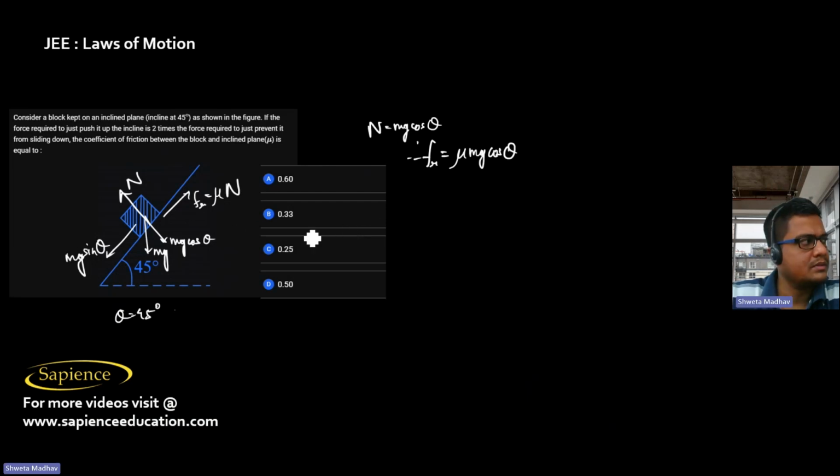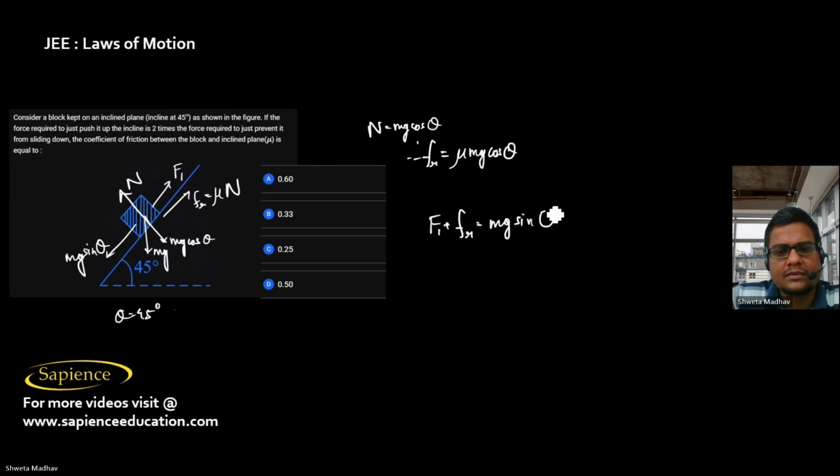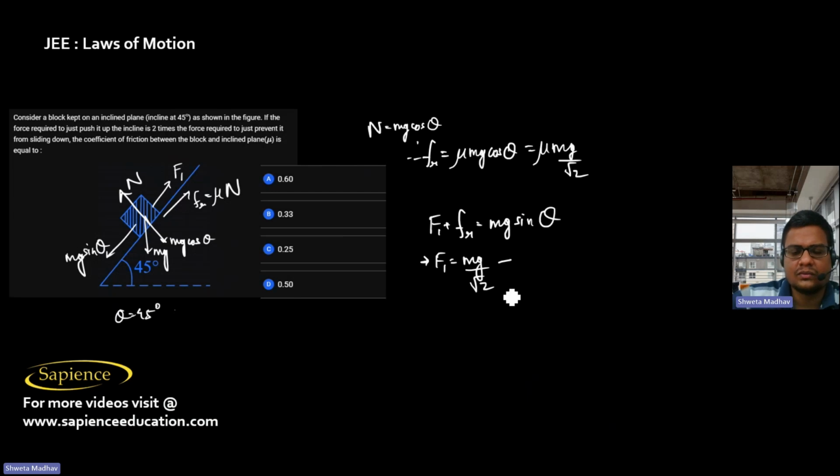Now here it is told, let's say F1 is the force required to just prevent it from sliding downwards. So F1 plus friction will be equal to mg sin theta. So F1 will be equal to mg sin 45, that is 1 by root 2, minus friction, that is mu mg by root 2, since cos 45 is also 1 by root 2. So this is mg by root 2 minus mu mg by root 2.